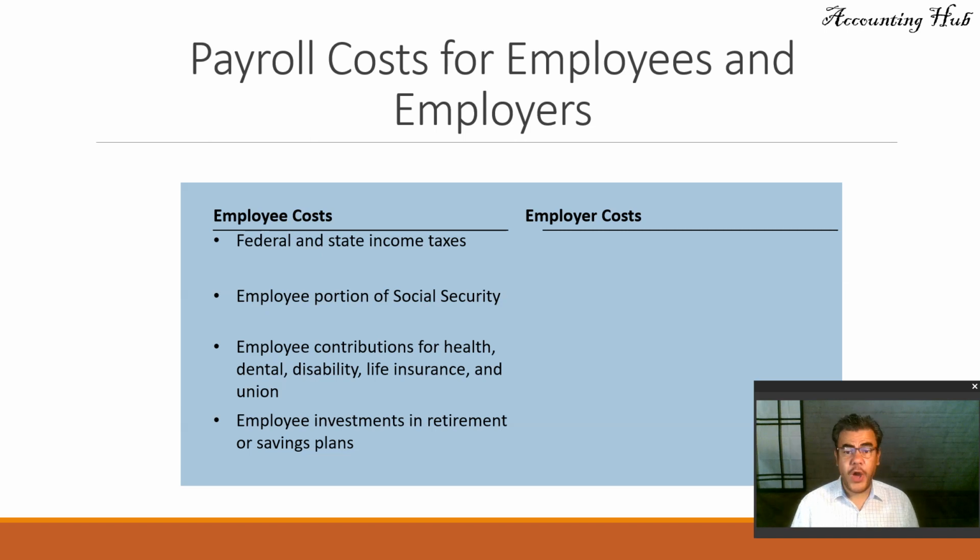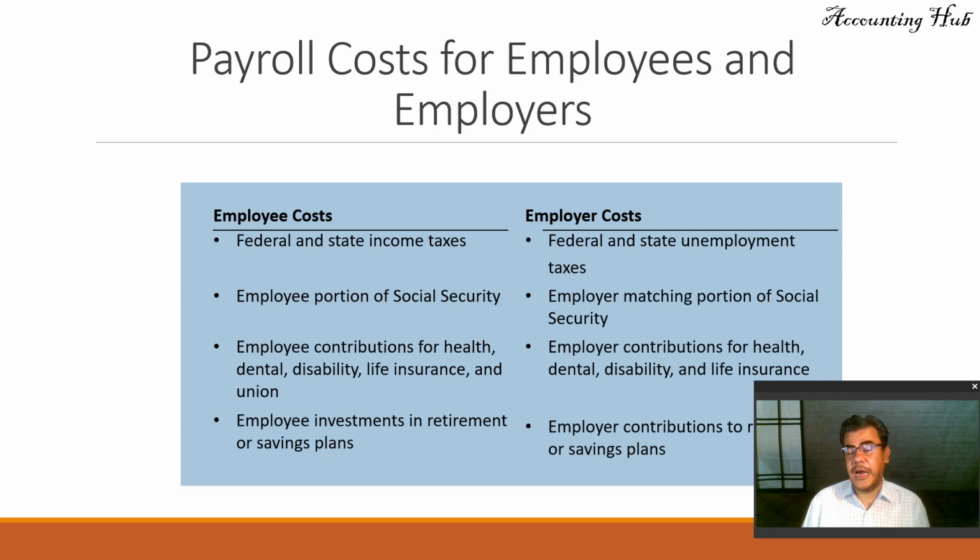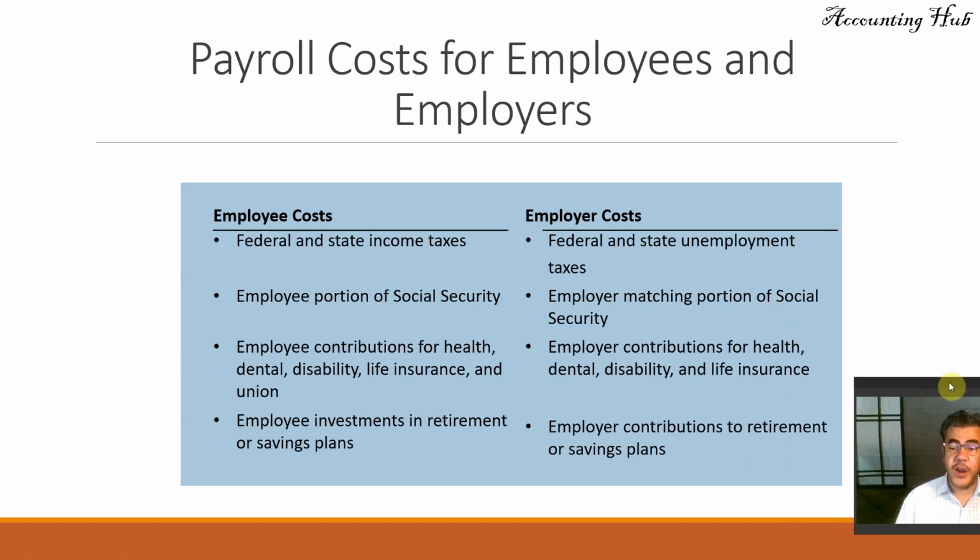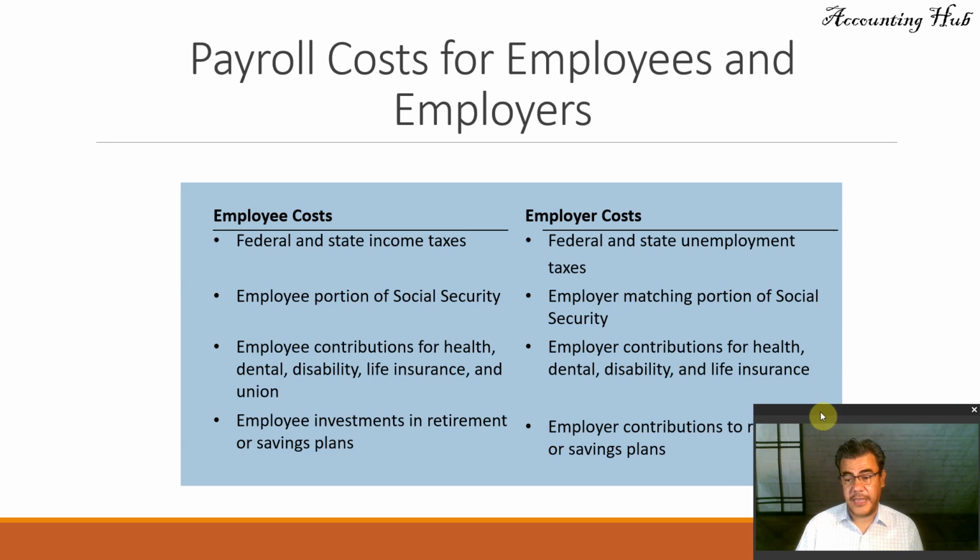What about employer costs? Federal and state unemployment taxes. There are some countries that have it, there are some countries that don't. Employer matching portion of Social Security. Almost all of our countries have it. Employer contribution for health, dental, disability, and life insurance. So usually, for instance, with life insurance, I pay part of it and my employer pays part of it. And employer contribution to retirement or savings plan, the same.